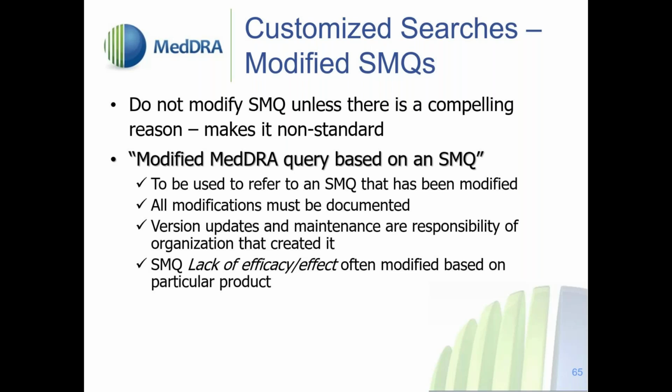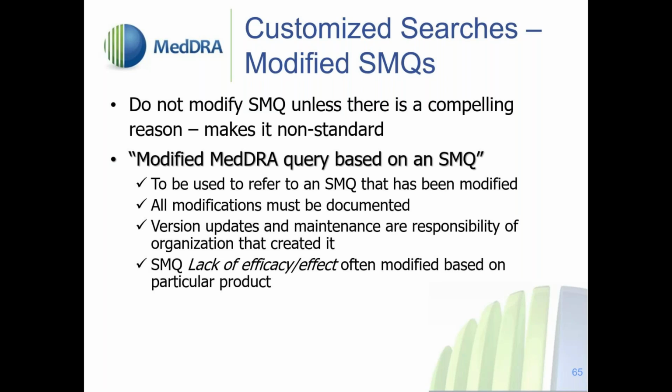But in this case, you can't say that you used a standardized SMQ. You're using a modified MedDRA query based on an SMQ, and you need to document exactly what you did, at which version you did it, and how you're going to be proceeding in the future. Are you going to always be removing that PT in future versions or not? Are you going to be using the next release of that SMQ and then omitting that PT? Or how are you going to be able to maintain the next versions of the SMQs?